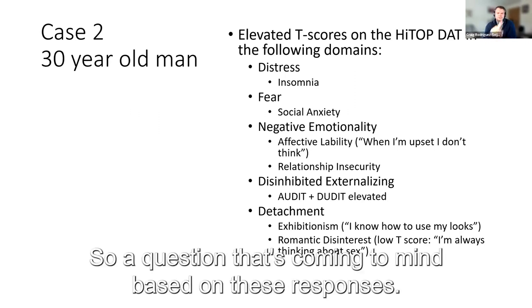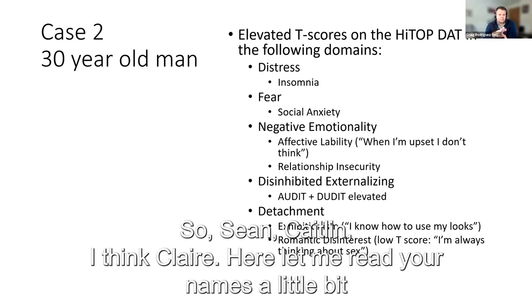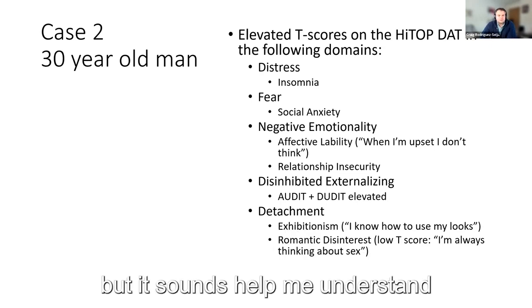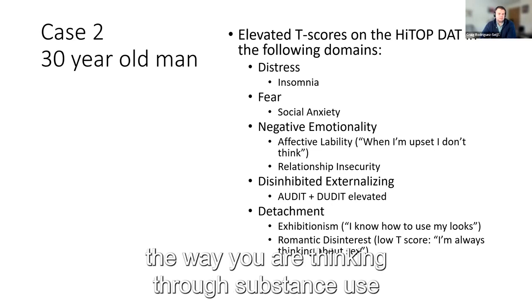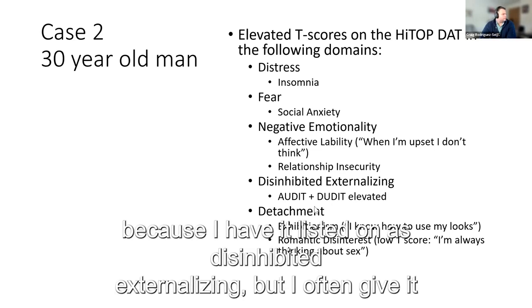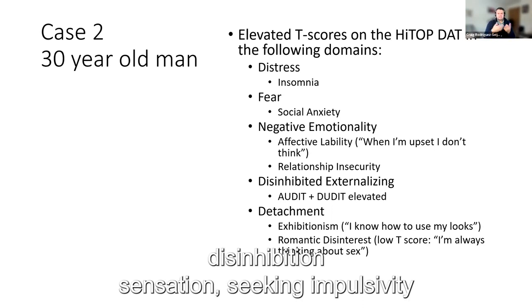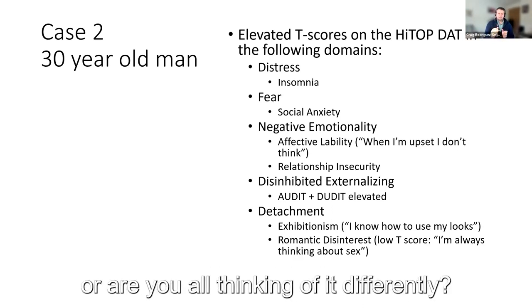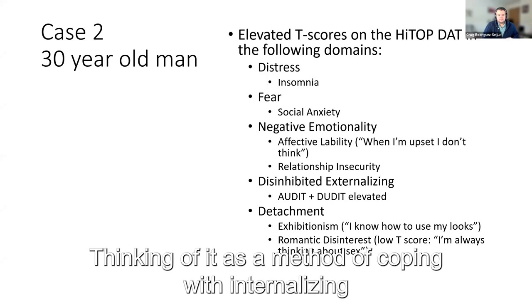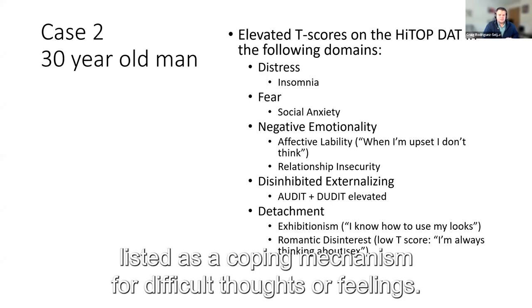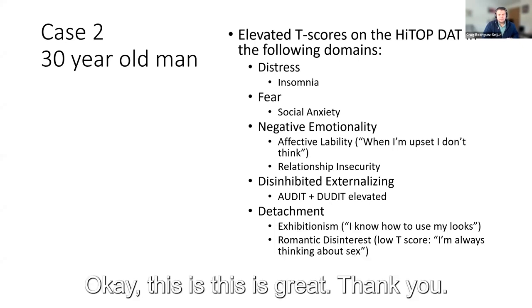So a question that's coming to mind based on these responses. So Sean, Caitlin, I think Claire, hold on, your name's a little bit reduced, so I can't see the full name. Help me understand the way y'all are thinking through substance use. Because I have it listed under disinhibited externalizing, but are y'all thinking of it as a propensity to be disinhibited, like this intra-individual disinhibition, sensation seeking, impulsivity, or are y'all thinking of it differently? Think of it as a method of coping with internalizing symptoms. Thanks, Jen. So right, seeing substance use, especially in the context of the symptoms listed, as a coping mechanism for difficult thoughts or feelings. Okay, this is great.